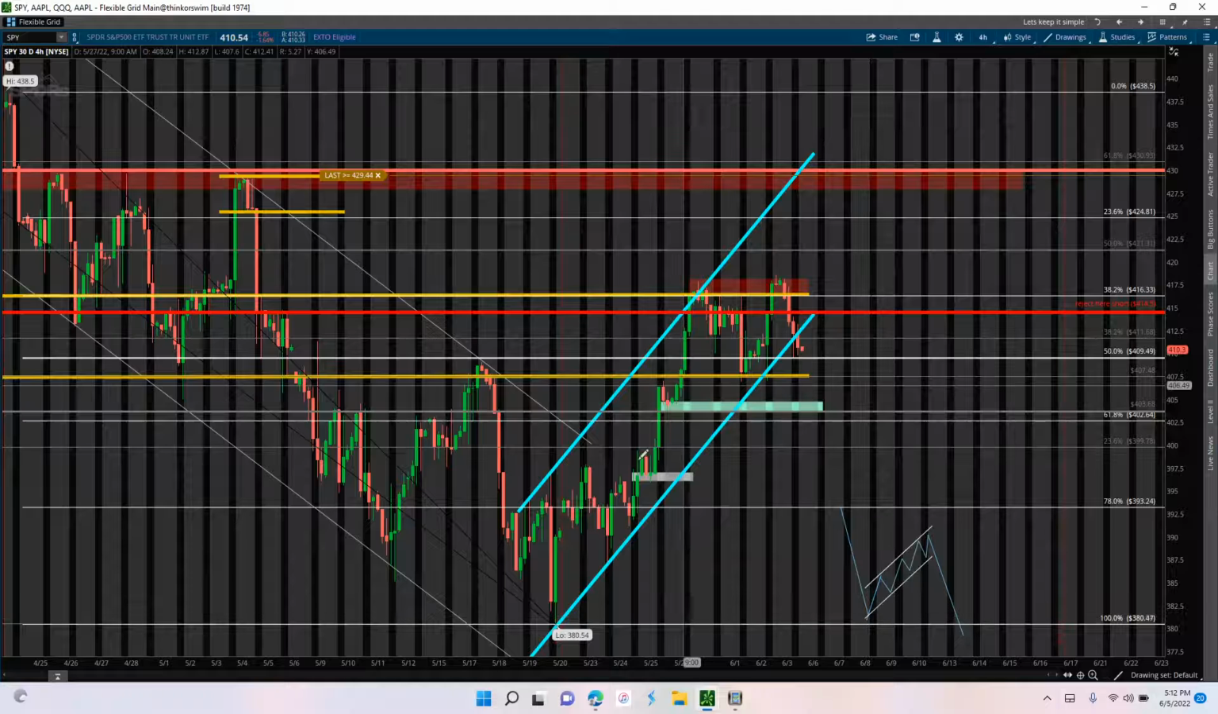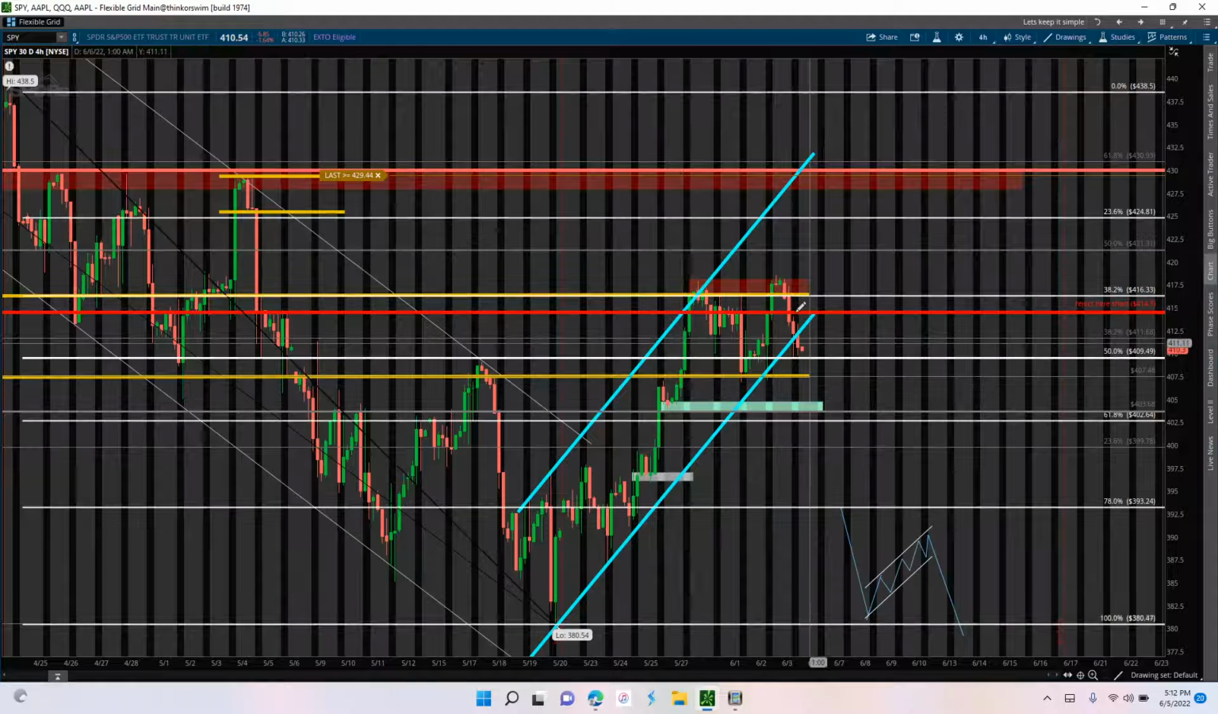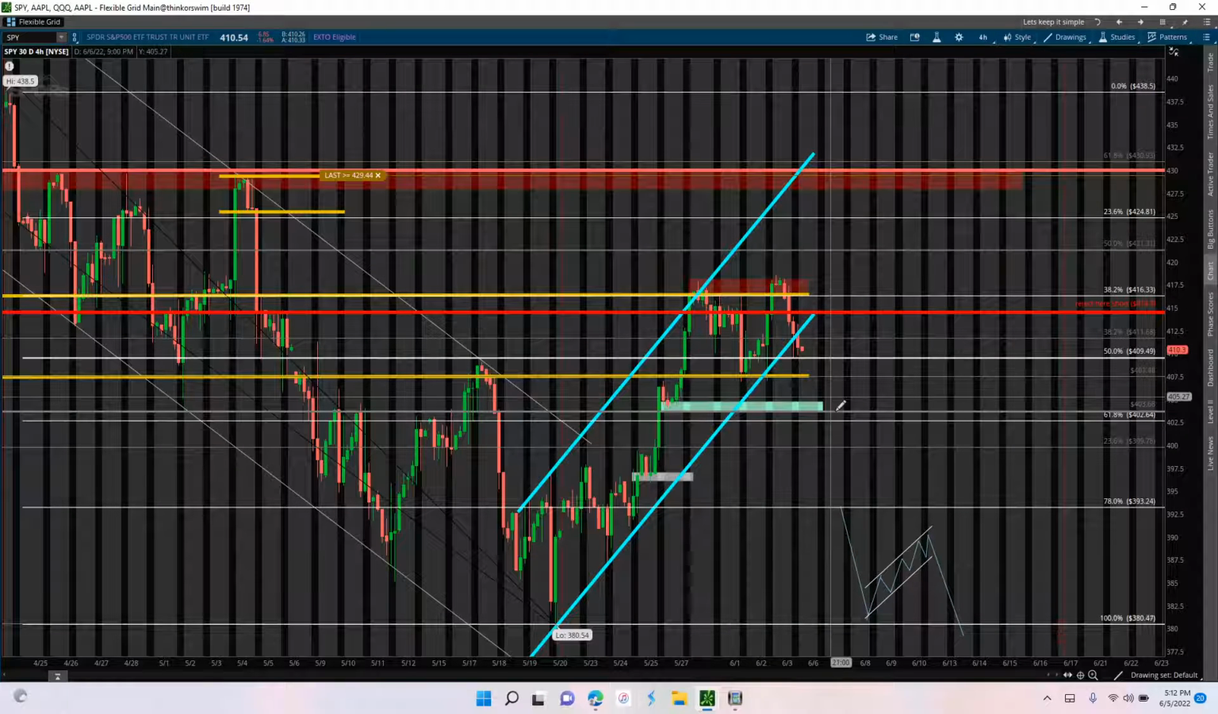So let's say this does break out. This, when it comes down, if the sellers have full control, they can bring it down to this low right here. This is what you can see happen. If we go up and reject, this is what you can see happen. Now, your resistance for this week is 415. Okay, 415 is where it has to break.